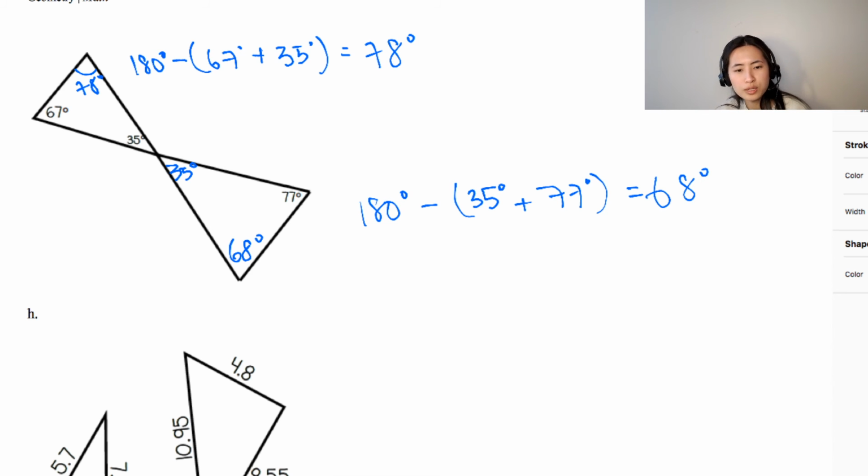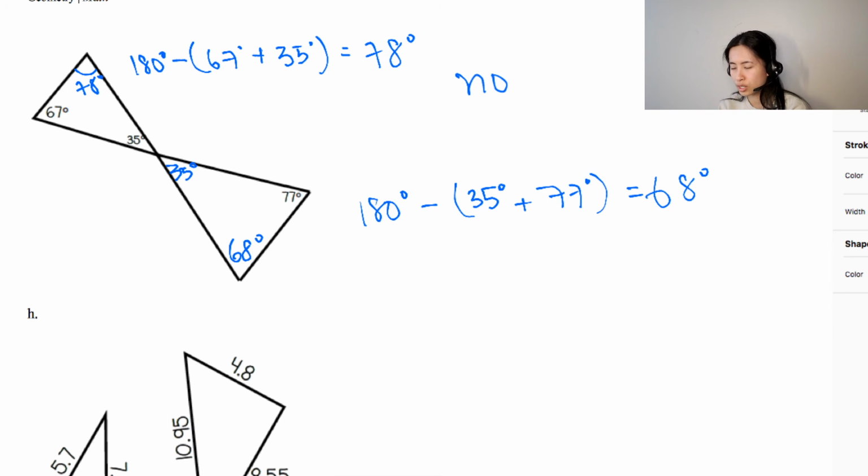Okay, so as you can see, even though the 35 degrees are equal to one another, 67 and 77 or 68 are not congruent. They're not exactly the same angle. Therefore, you can't really say anything about these two triangles being similar. So it's a no. Because for you to apply the AAA theorem, you need to have three angles that are congruent. So you can't say anything about that.